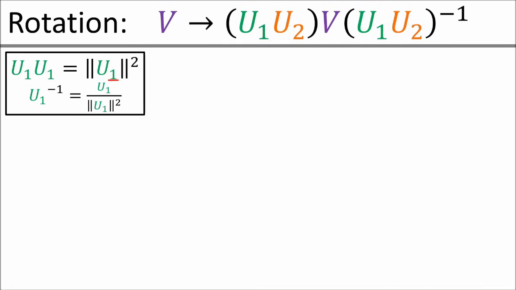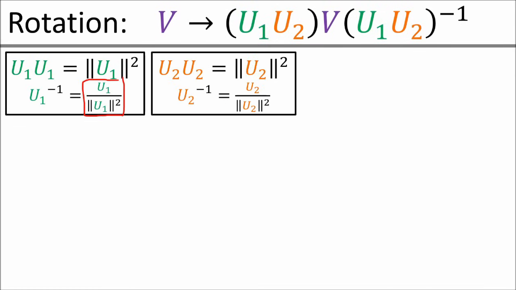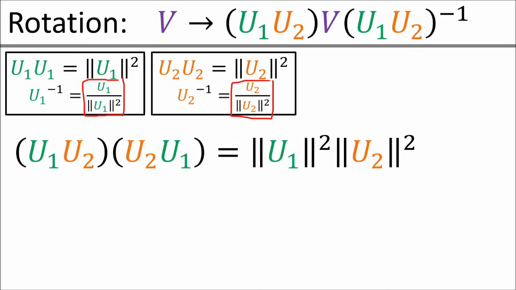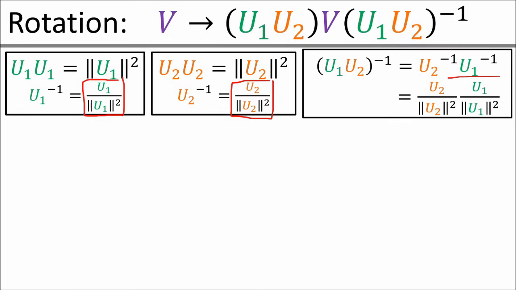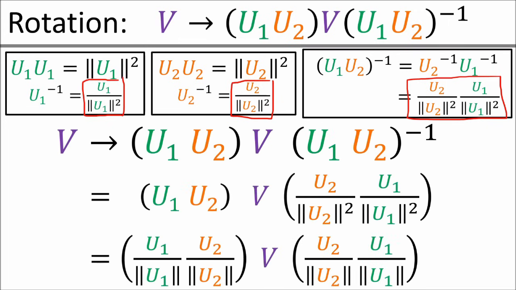However, if U1 and U2 are not unit length, then multiplying by the reverse doesn't give 1. Instead, it gives the product of the squared lengths of the vectors. The inverse is then the reverse divided by the squared lengths. As before, these squared lengths normalize the vectors so that they have length 1.